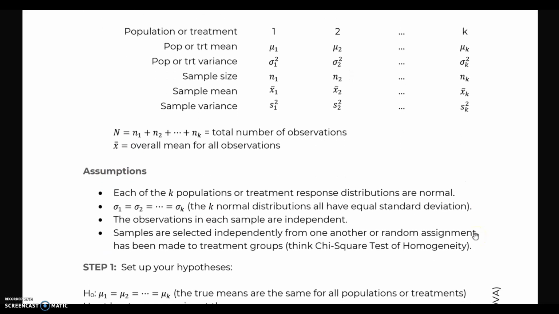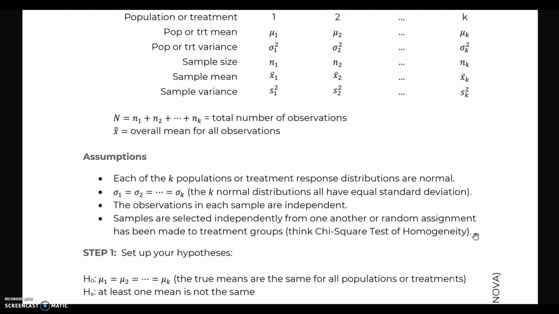Our assumptions are that each of the K population or treatment response distributions are normally distributed. And also we need to have the same standard deviation. So the K normal distributions all have equal standard deviation. Now these are the population standard deviations. We only have our sample data to go by, so we're going to look at our sample data and determine whether it's possible that they come from populations with equal standard deviations.